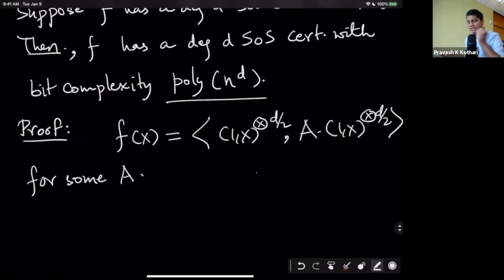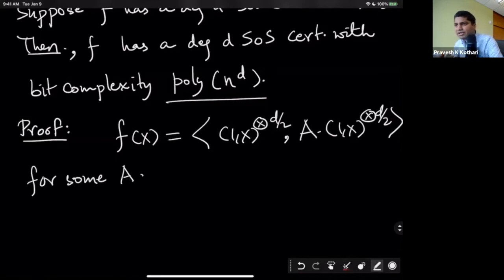And the issue is that a priori we don't quite know how large the entries of A might be. For all we know, the number of bits required to write down the entries of A could be unbounded, or could have very large bit complexity. So this representation by itself does not tell us whether F has a small bit complexity SOS proof.